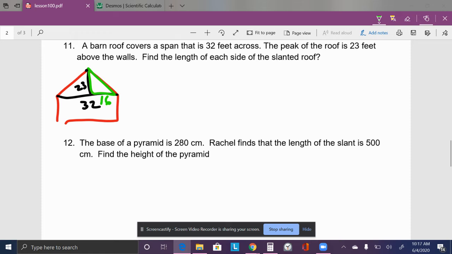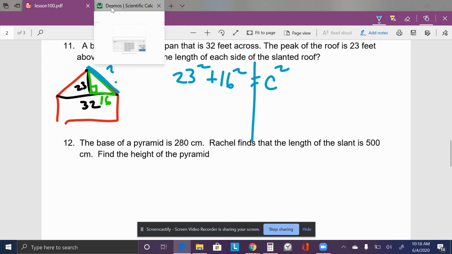Now notice here, this is a little different, okay? Because I have a right triangle now, but now I'm trying to find this side, which is the hypotenuse. All right, so we have 23 squared plus 16 squared is the hypotenuse squared, which we don't know, so we call it c squared, x squared, whatever letter you want to use. All right, 23 squared plus 16 squared.